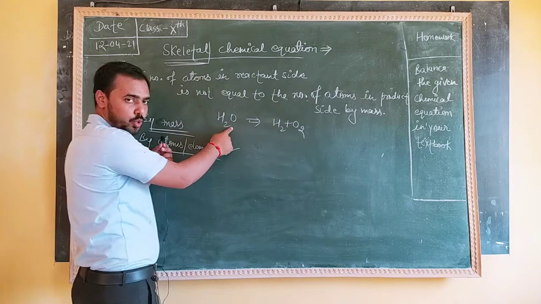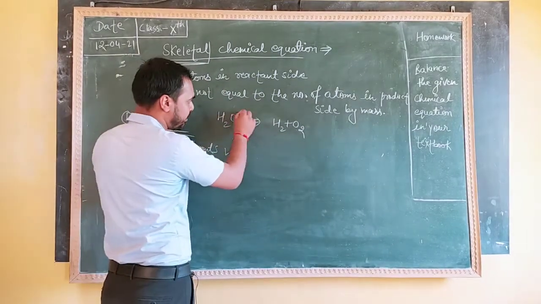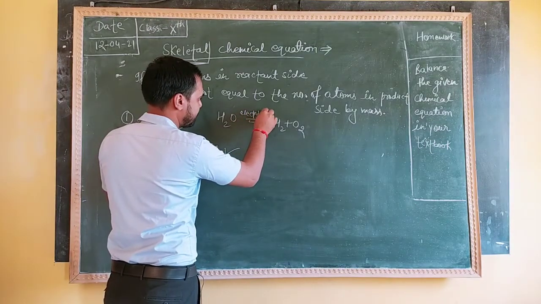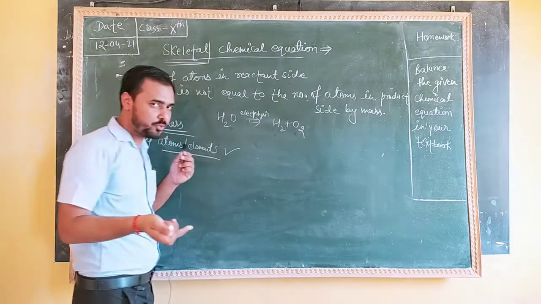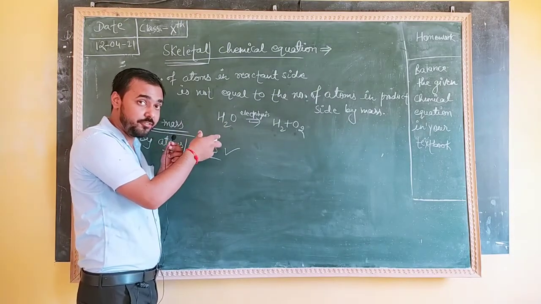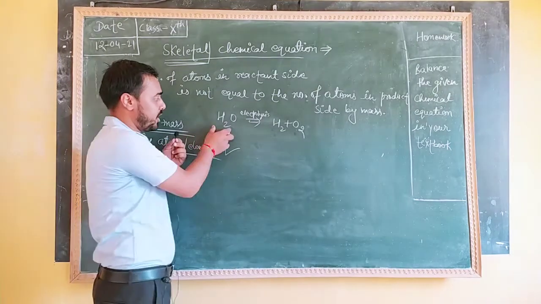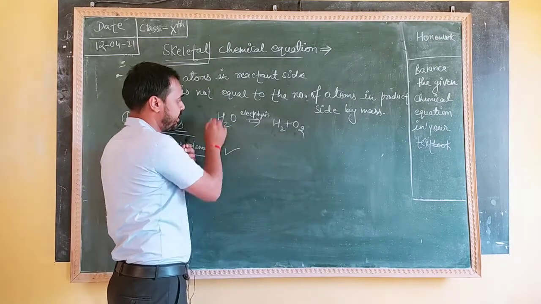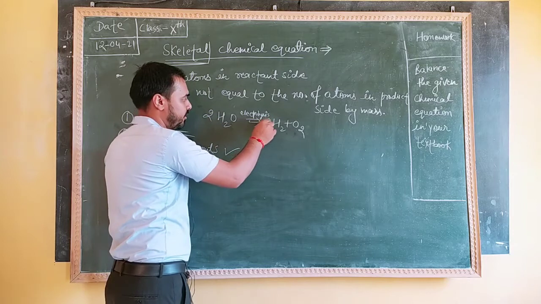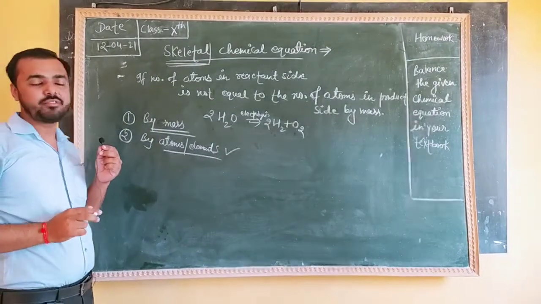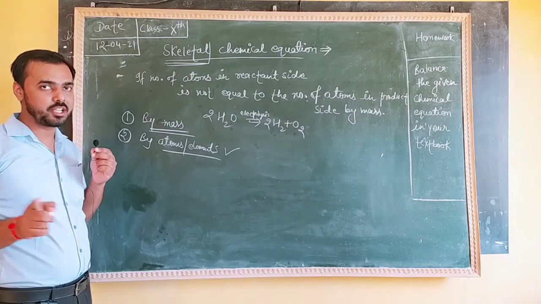So H2O, when it breaks down by electrolysis, here we will write electrolysis, it forms H2 and O2. What you see, it is an unbalanced chemical equation. The mass is also different, the number of atoms is also different. 2H2, single oxygen, 2 oxygen. So here we will write 2, and here we will also include 2. Clear?